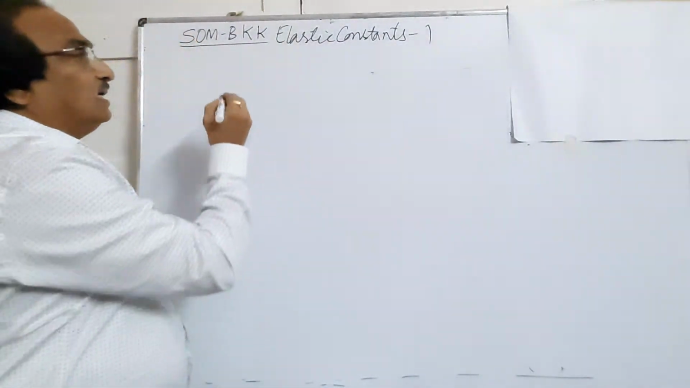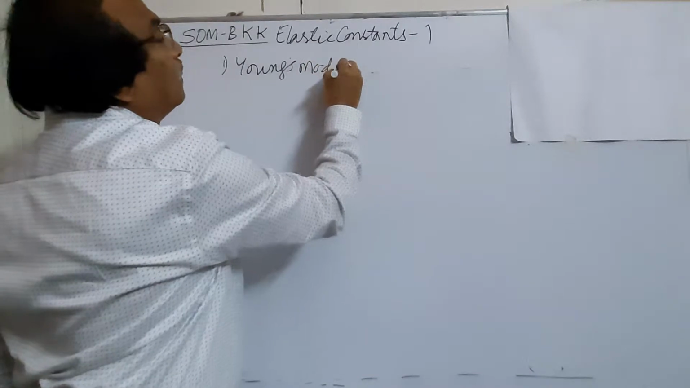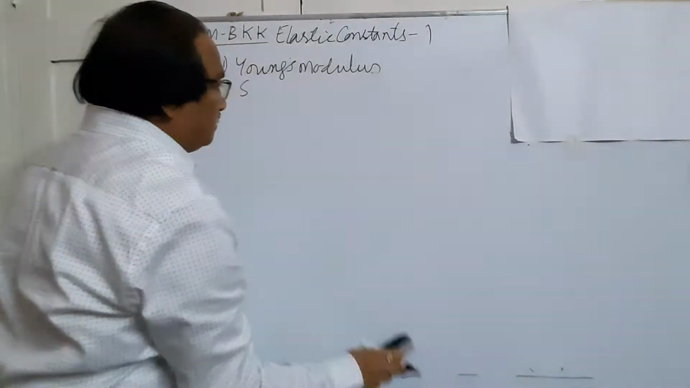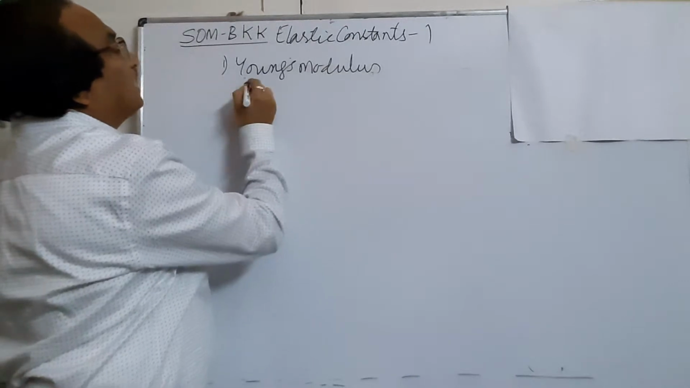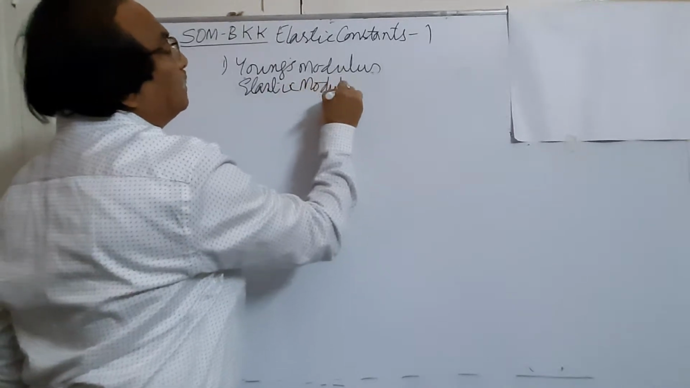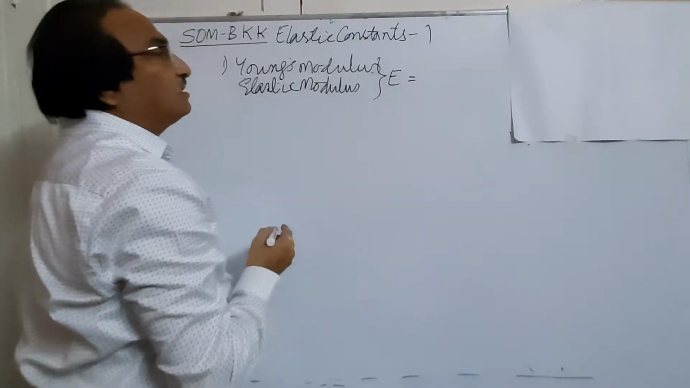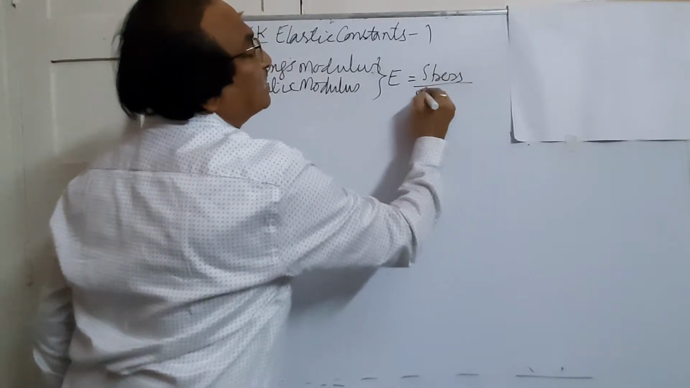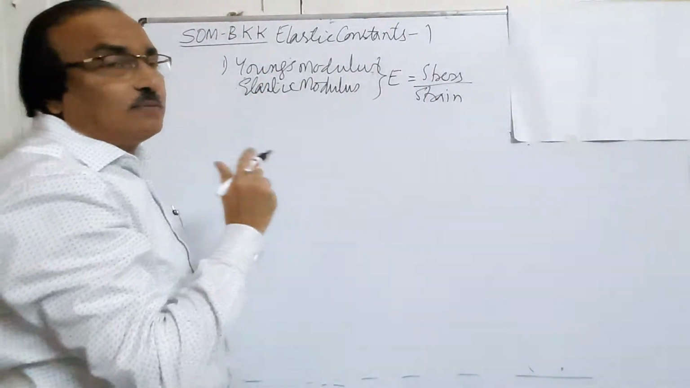So the common elastic constants that we see are Young's modulus, or we also call it the modulus of elasticity, elastic modulus. This is denoted by E, and we have seen this modulus or Young's modulus. E is given by stress divided by strain, and this stress that is acting is due to the normal force. It will be acting perpendicular to the plane.